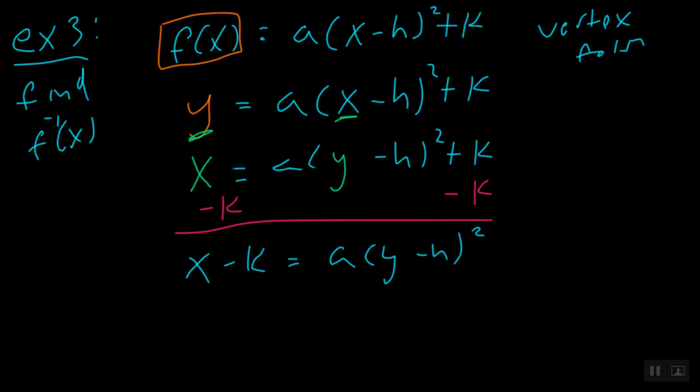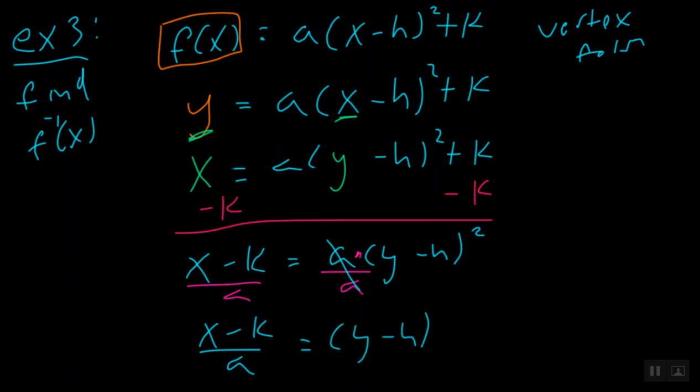Alright, what are we going to do next? Well, the very next thing that we would like to do is get rid of our multiplication, so we will divide both sides by a. And this, of course, gives us x minus k over a is equal to, let's cancel, y minus h, close parentheses, squared. Now from here, what in the world would I do to get rid of my square? Well, this is where we take our square root.